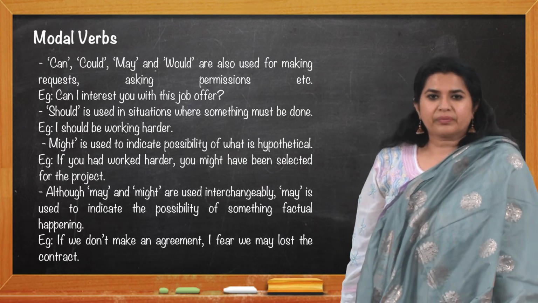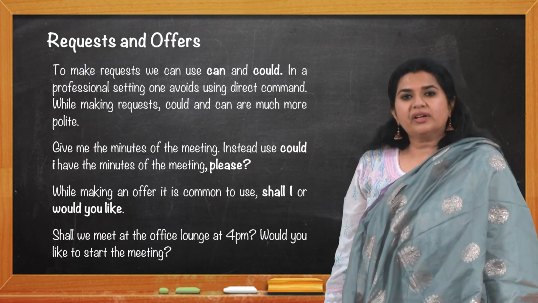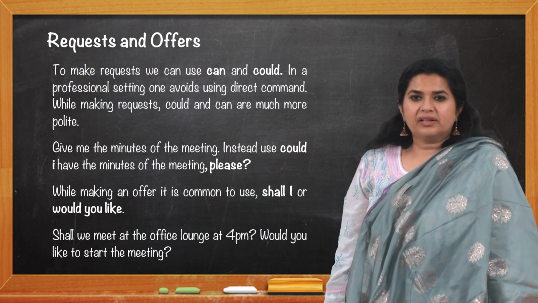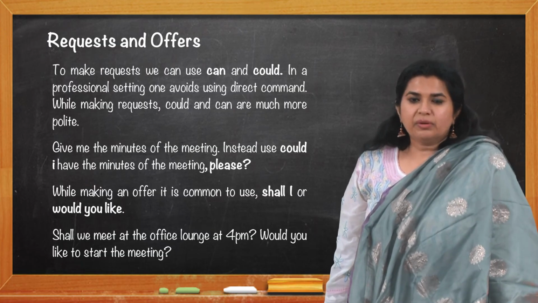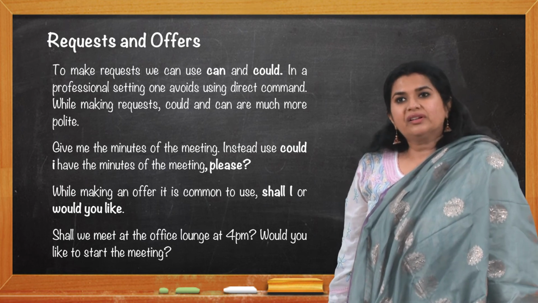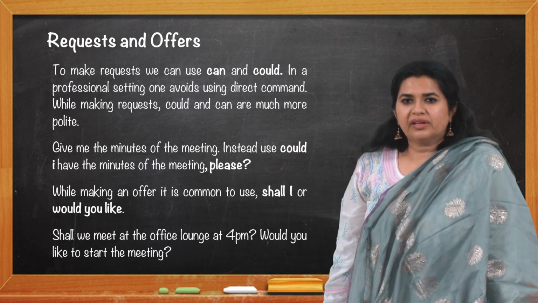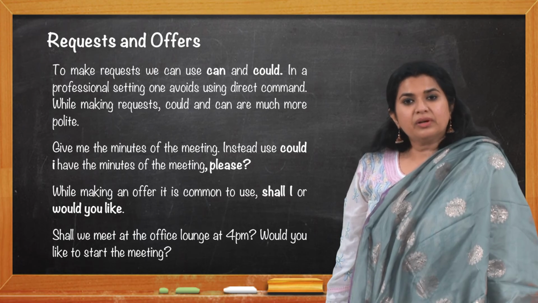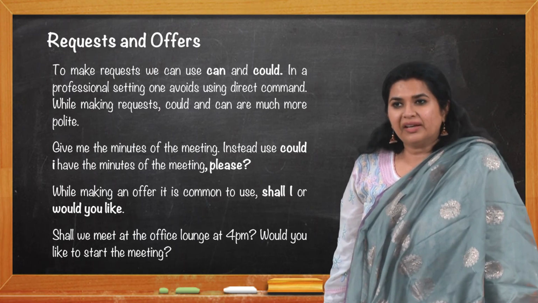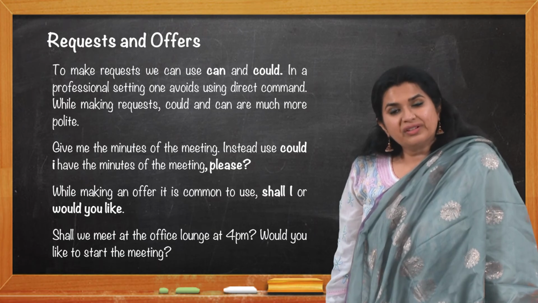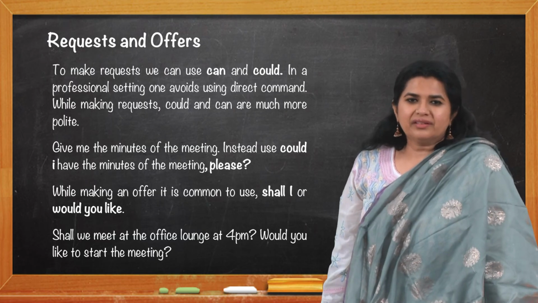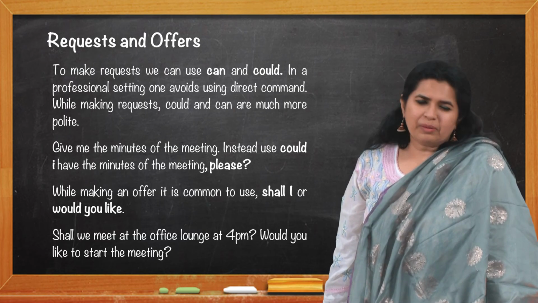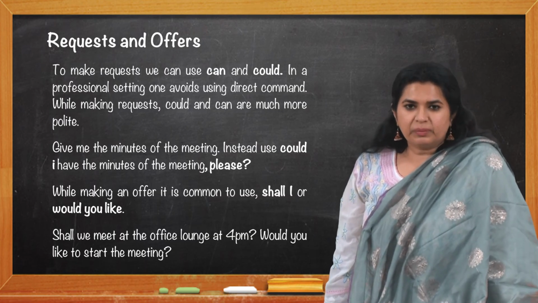It is an example. Now, let us look at the way verbs are used in requests and offers, and the modal verbs are used here. To make requests, we can use can and could. In a professional setting, one avoids using direct commands, go and do this. Would you be able to do that? That is the correct form. While making requests, remember could and can are much more polite. In business situations, business communication, you have to remember, may I use this? Although for most of us, this may appear perhaps an unnatural way of speaking.